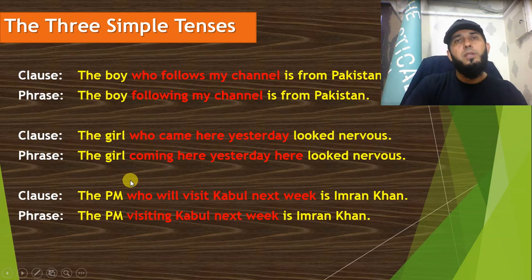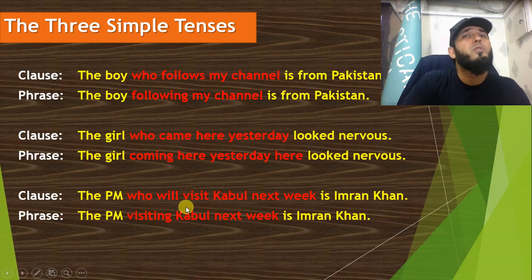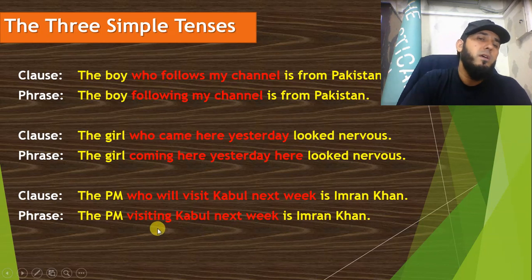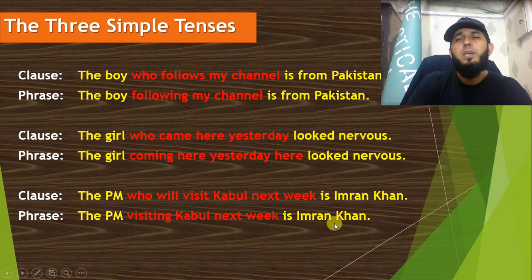Now the third example is in simple future tense. The Prime Minister who will visit Kabul next week is Imran Khan. Who will visit Kabul next week? This is your adjective clause, and now you want to change it to a reduced adjective clause, a modifying phrase or adjective phrase. Okay, so remove who, the relative pronoun who, and remove will as well, this auxiliary, this helping verb will, and change the main verb visit to ing form. It becomes a reduced adjective clause or modifying phrase. So the Prime Minister visiting Kabul next week is Imran Khan.